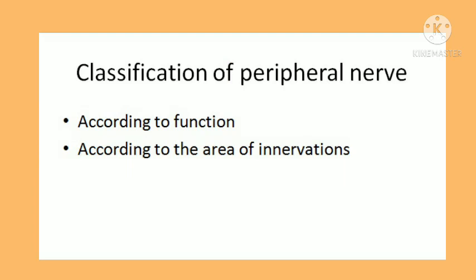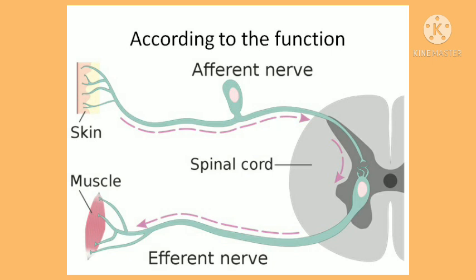Peripheral nerves are classified in two ways, according to function and according to the area of innervation. According to function, they are classified into efferent and afferent. Some nerve fibers carry impulses from the spinal cord or brain to peripheral structures like muscles and glands, and they are called efferent or motor fibers. Other fibers carry impulses from peripheral organs to the brain or spinal cord. These are called afferent fibers or sensory fibers.